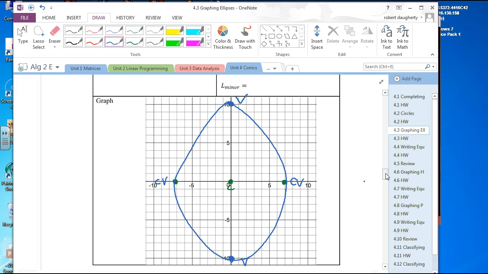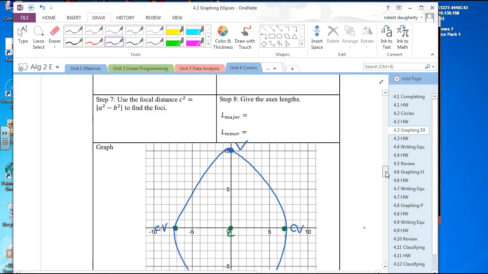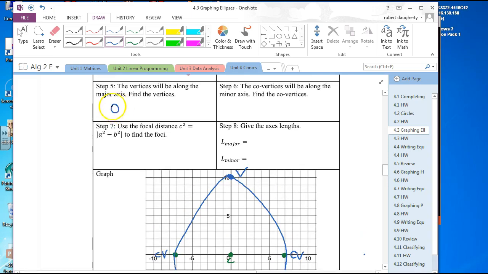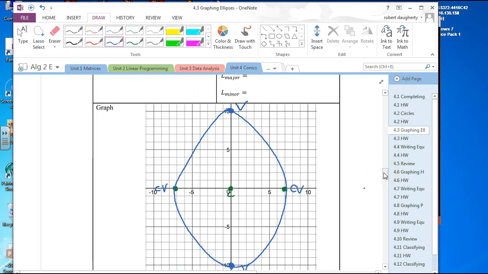0, 10, and 0, negative 10. So the vertices are at 0, 10, and 0, negative 10. Where are the co-vertices? Yeah, 7, 0, and negative 7, 0.